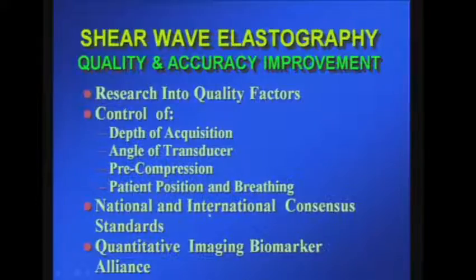There are national and international consensus standards being developed to standardize the approaches and to give you an approach that provides the most accurate measurements with current equipment. And finally, there's an initiative by the Radiologic Society of North America called the Quantitative Imaging Biomarker Alliance, who is looking into the issue of getting accurate measurements of liver fibrosis from shear wave elastography, and a standard protocol for that acquisition, plus estimates of how accurate your measurements will be if you follow that protocol, will be available in 1 to 2 years as a result of that effort.